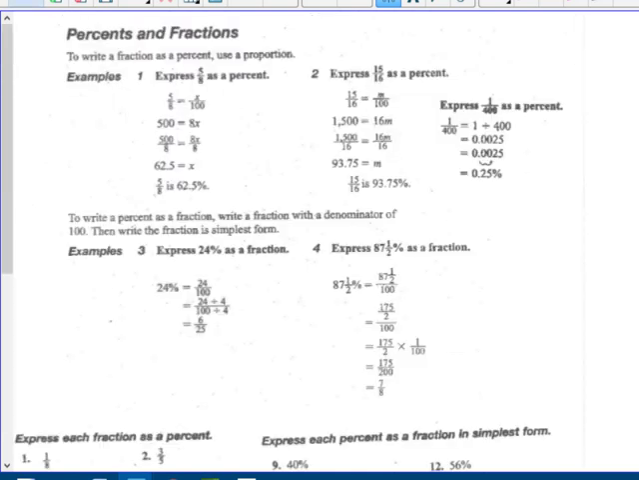Now on to percents and fractions. To write a fraction as a percent, you can use a proportion. So express 5/8 as a percent. And yes, you can do the product of the means. 8x equals 5 times 100. Divide by 8 and you get 62.5. 5/8 is 62.5%.